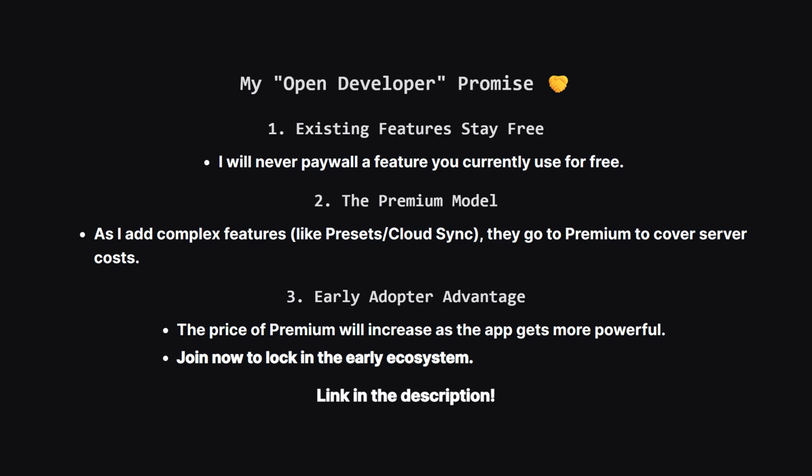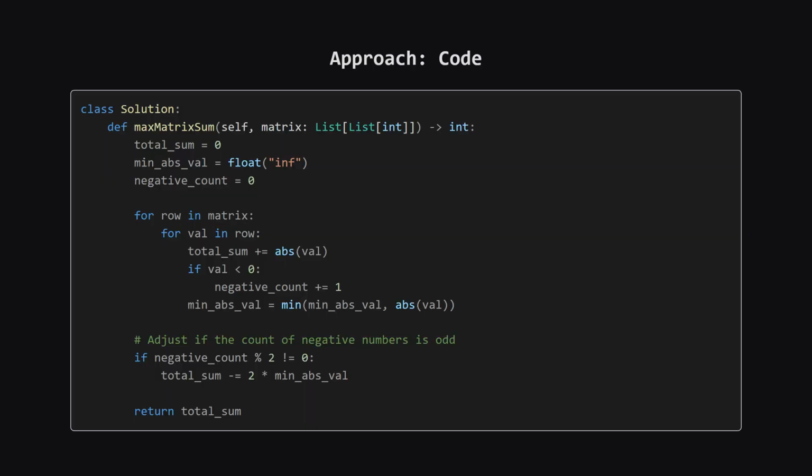Okay, we've talked about the big picture and the logic, now let's see what this looks like as actual code. I'll put the full solution up on the screen first, and don't worry, after that, we'll walk through the most important sections together. Here is the full Python solution. It's clean and efficient. We basically do one pass over the grid to gather all our stats, and then a quick check at the end to determine the final result.